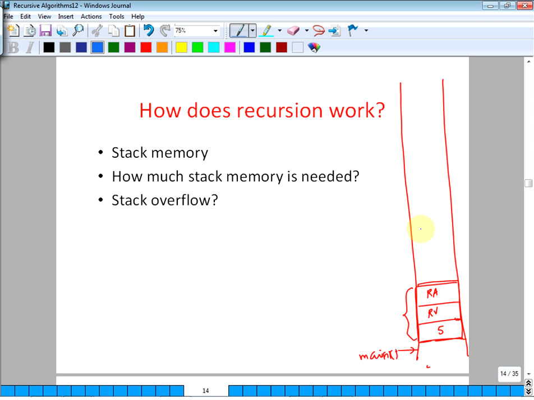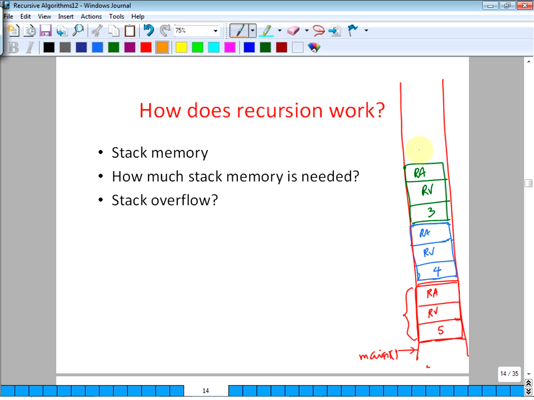Just to be different, I'm going to use a different color, hopefully it's not confusing. So we push 4, n minus 1, and then the return value, return address, and so on. That's the stack frame. Every invocation, as you dig deeper, adds one more stack frame. You can see the more recursion it goes, the stack keeps growing, with return value and return address.